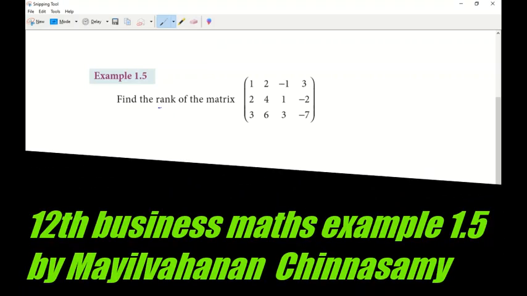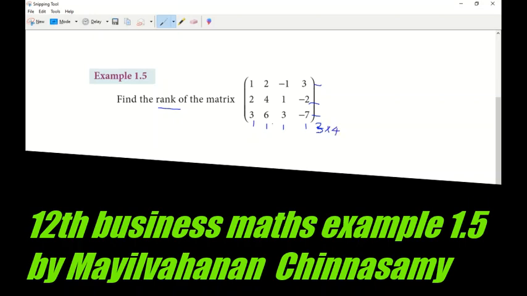Of the matrix, we should find the rank of the matrix. See the order of the matrix. How many rows are there? Row 1, row 2, row 3. How many columns? 1, 2, 3, 4 columns. So what is the order of the matrix? 3 rows into 4 columns.